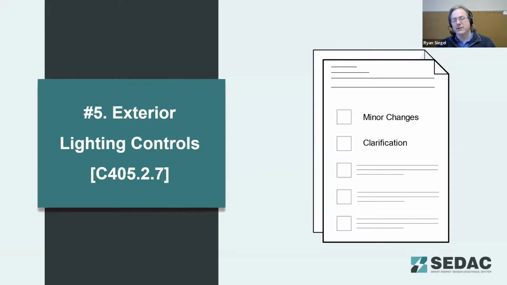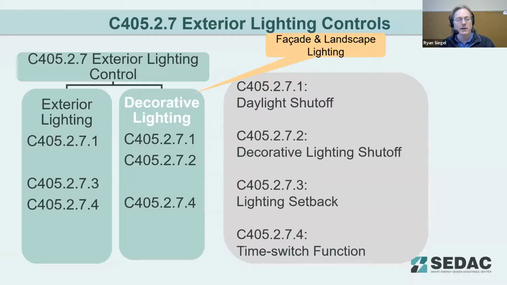So exterior lighting controls, they did make a little bit of a minor change to this, along with some clarification. For those of you who may have seen some of our past presentations on this, this will look very familiar to you. So decorative lighting, this is also more commonly known as facade or landscape lighting, has one set of provisions, and then other general exterior lighting has a separate set of provisions. So daylight shutoff is required for both regardless. And then you have time switch control that's required for both regardless.